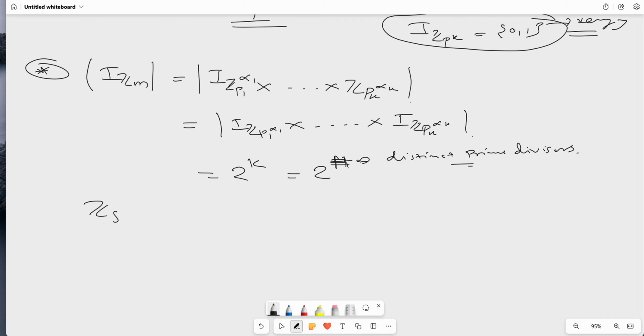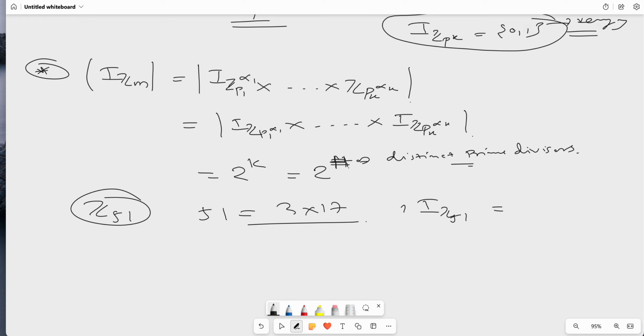Suppose in Z51 you need to find the idempotents. So 51 can be written as 3 into 17, right? So the cardinality of I of Z51 will be 2 square, which is 4, right?